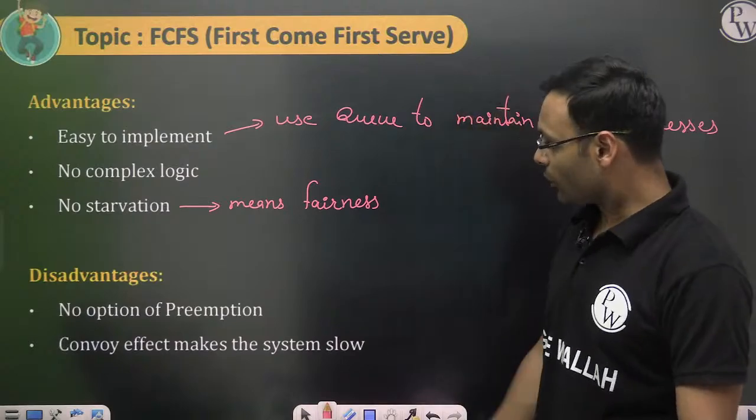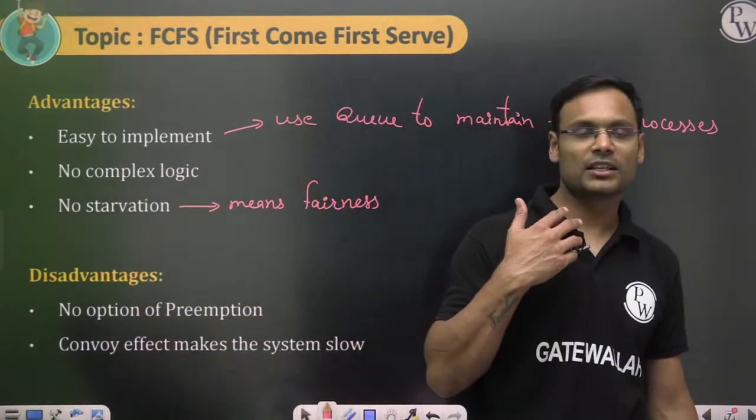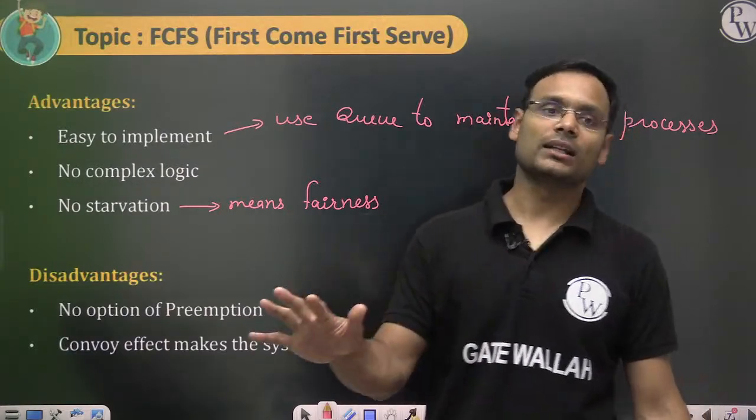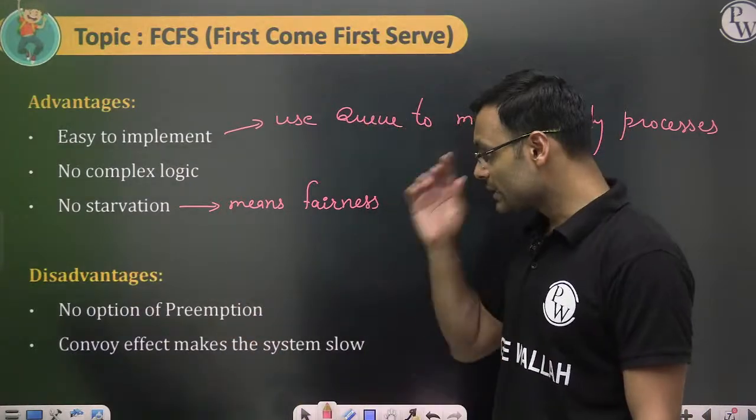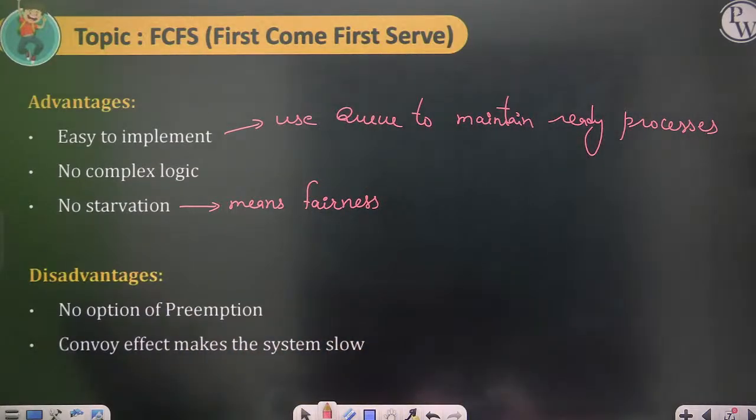Okay. What are the disadvantages? One is preemption is not there. Once a process is given the CPU, it will completely run. No preemption is allowed here. Next, the convoy effect makes the system slow. That is another disadvantage of FCFS.